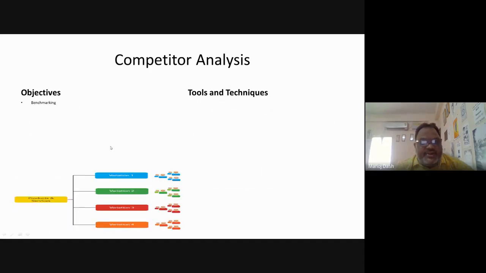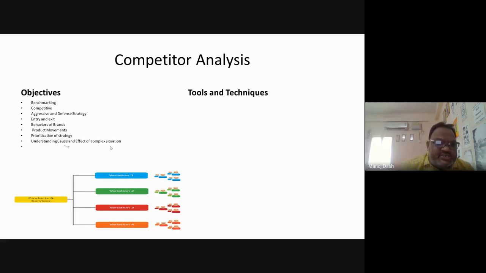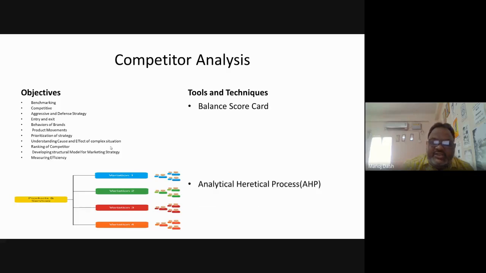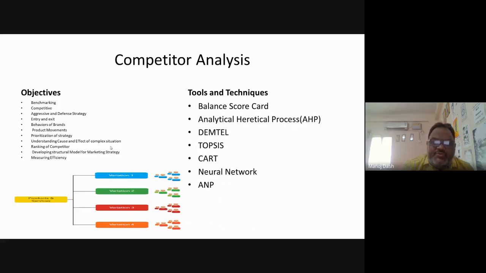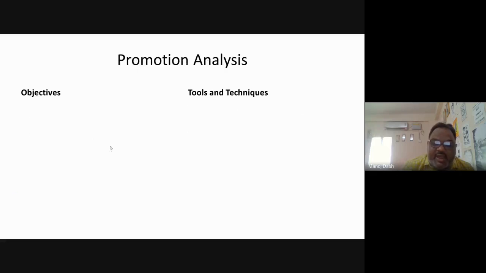If you're interested in competitor analysis, that is to understand your benchmark, competitiveness, who the aggressive players are, entry and exit, behavior of the brand, product movement, prioritization strategy, understanding cause and effect in complex situations, ranking of your competitors, or developing a structural model of marketing strategy, then these are the tools you should learn: balanced scorecard, AHP, DEMATEL, TOPSIS, CART, neural network, ANP, and DEA.